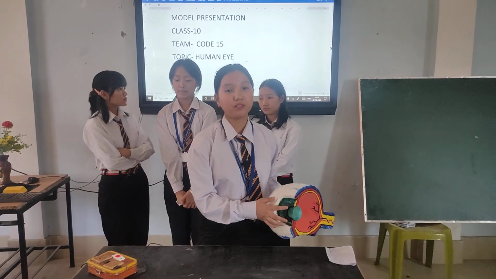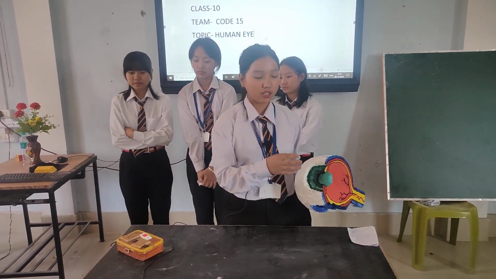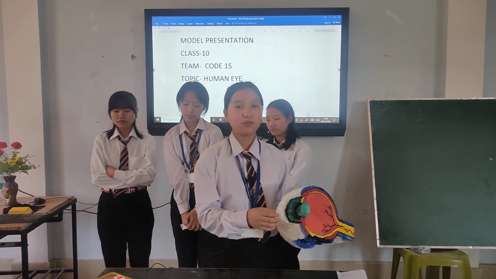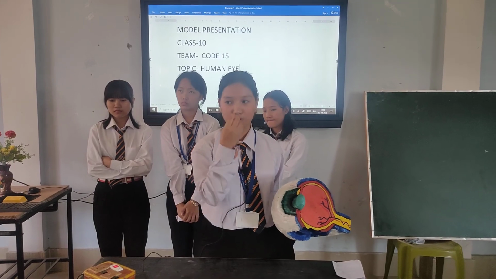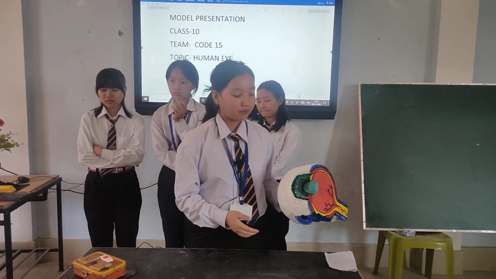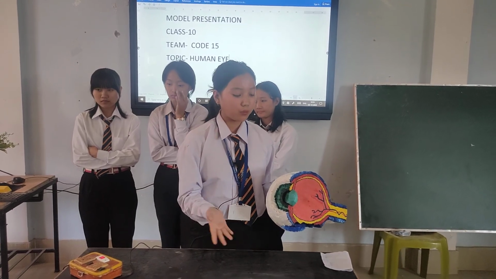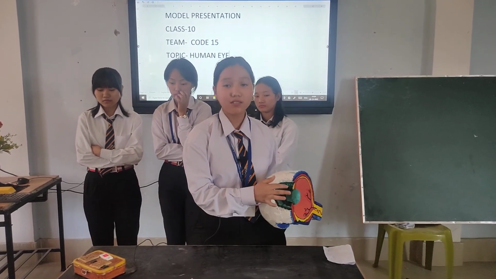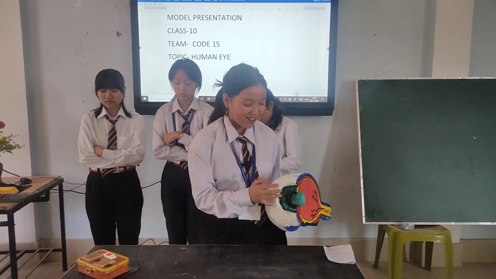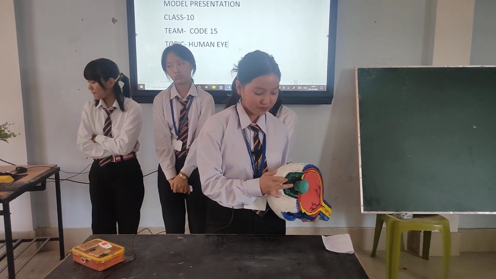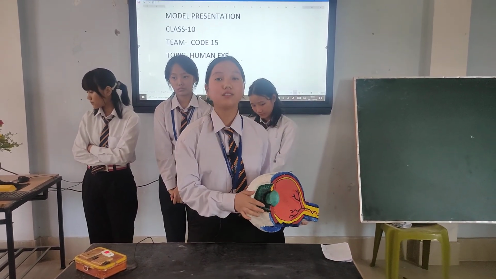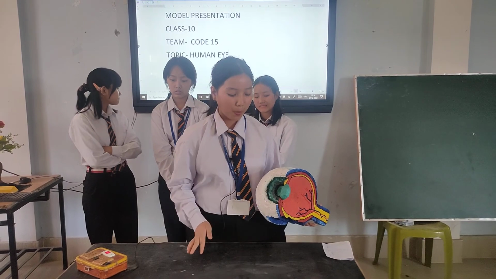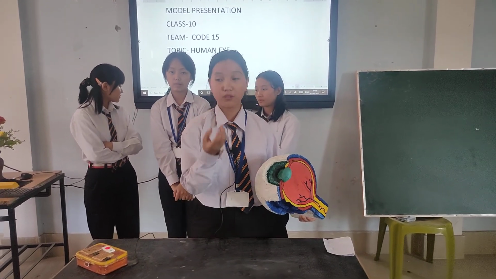So basically, the pupil is a hole in the middle of the iris. It helps light to enter our eyes, and when the light increases, the pupil decreases, and when the pupil increases, the light decreases. So the iris is a colored structure. Iris has colors. It controls and regulates the amount of light coming towards our eye.